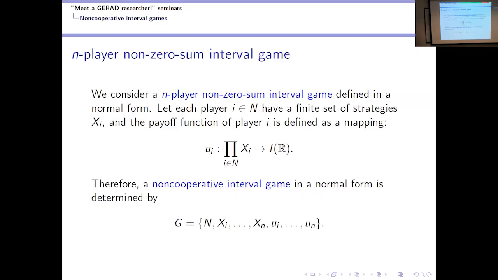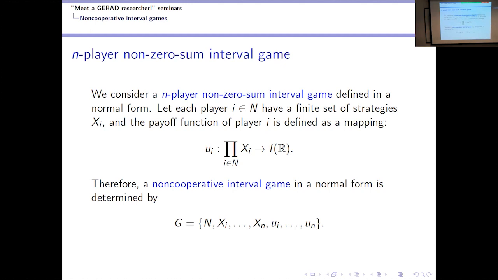Okay, in our work, we consider n-player non-zero-sum interval games defined in a normal form, which is here. So this is N, the set of players, and each player i has the set of finite strategies X_i, which is here, and the payoff function of player i, u_i, which is an interval.